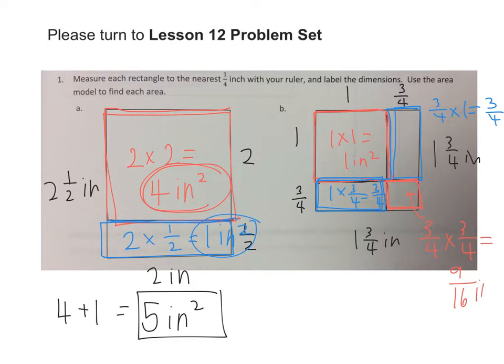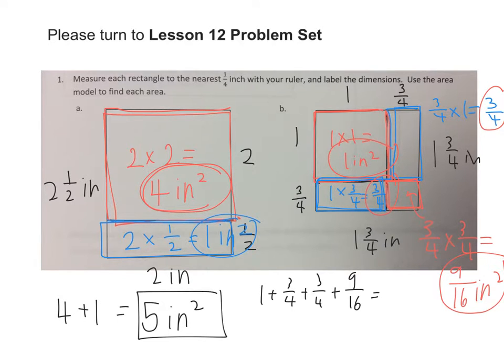9/16 square inches. Okay, so now that we have our partial products, 1 inch, 3/4 square inches, 3/4 square inches, and 9/16 square inches, we add them all together to find the total area. So we have 1 plus 3/4 plus 3/4 plus 9/16. We're going to need a least common denominator, aren't we? What's the least common denominator here?